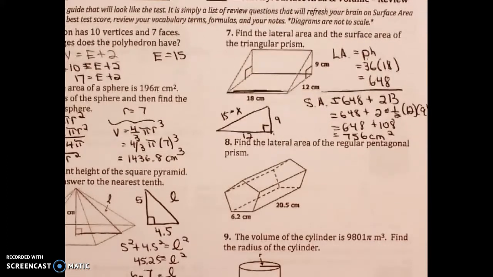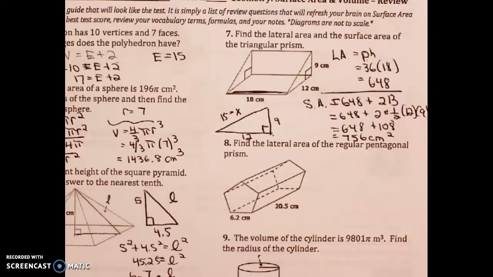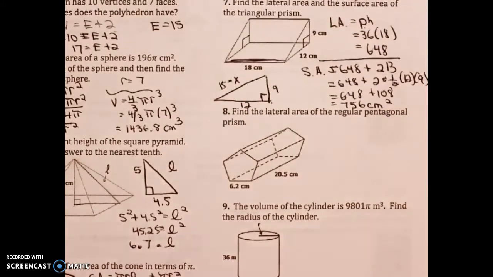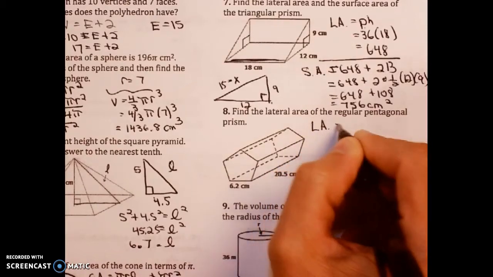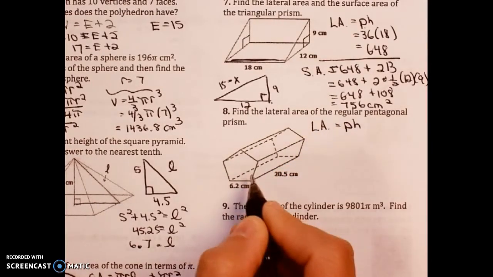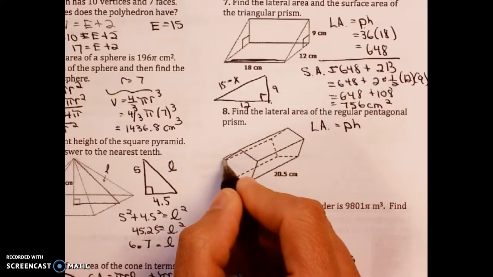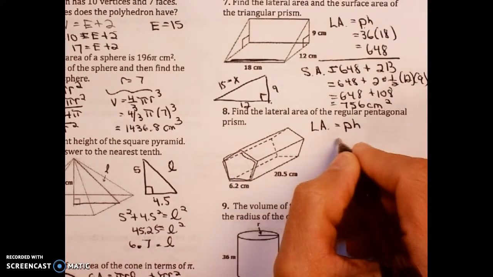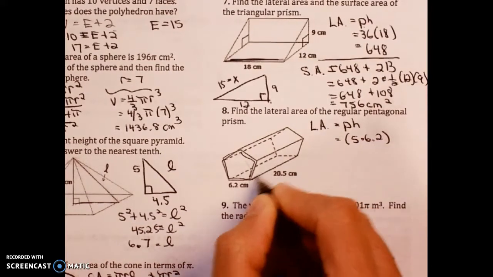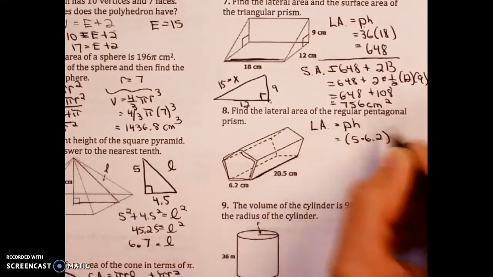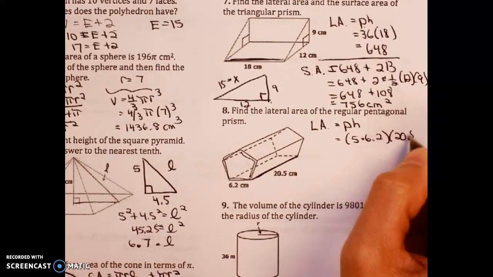Number 8, we're just looking for the lateral area. I'll probably take you one step further just to be safe. So the lateral area here is perimeter times height. Notice this is a pentagonal prism, so I'm talking about the perimeter of this. So that would be 5 times 6.2. The height again connects those two pentagons, which is 20.5.